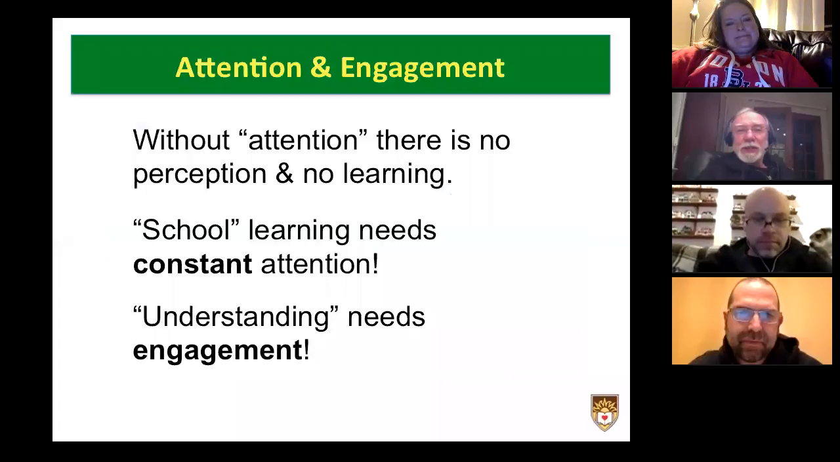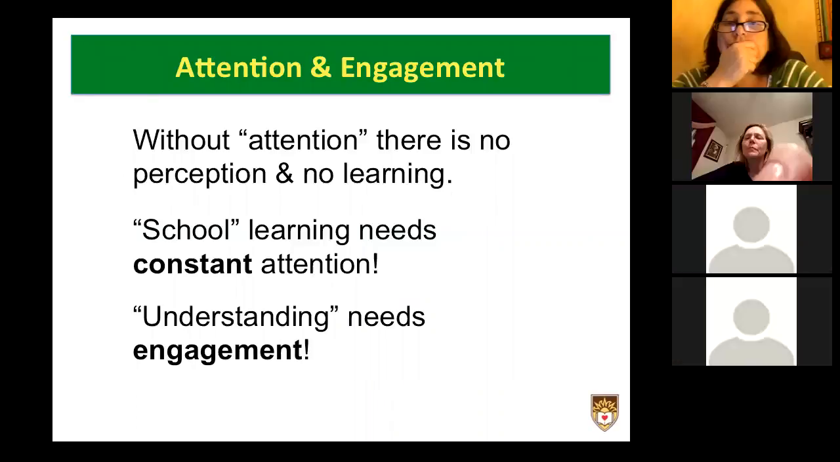So in school, we know without attention, there's no perception, no learning. School needs continual attention because it's always something new for kids. That's right and proper. Deeper understanding needs deeper engagement, the kind of engagement that games provide.